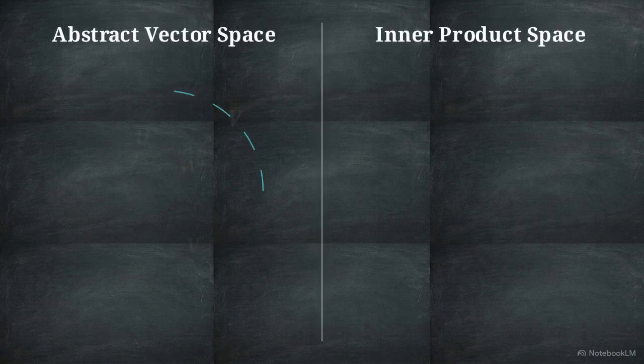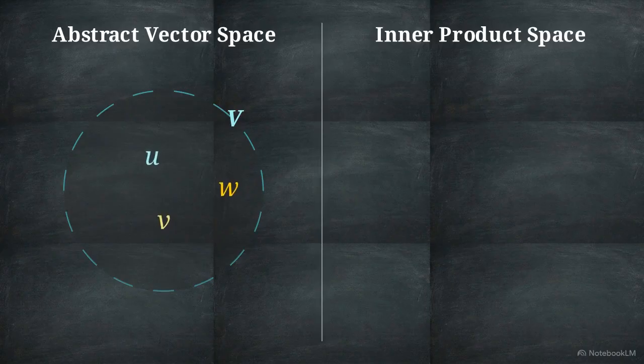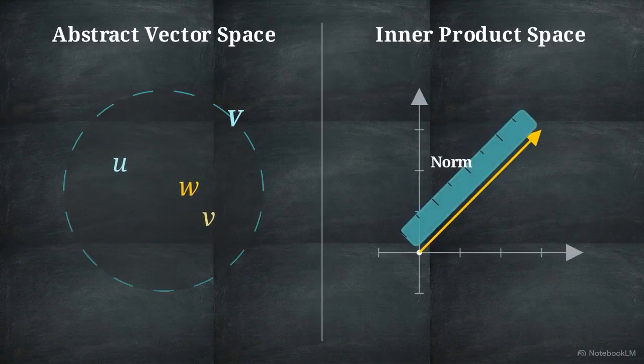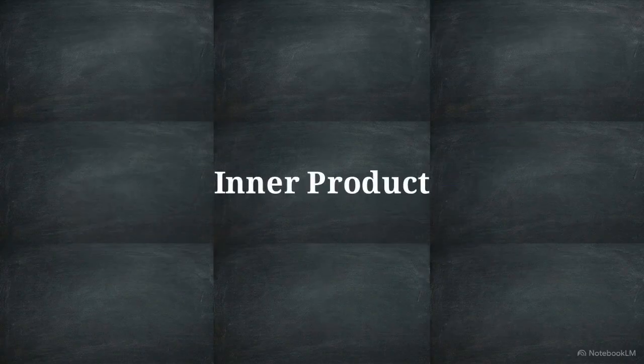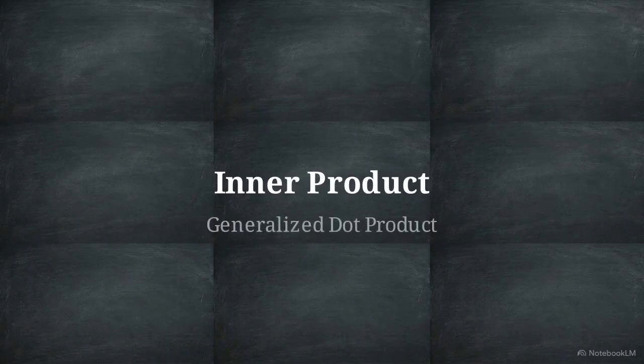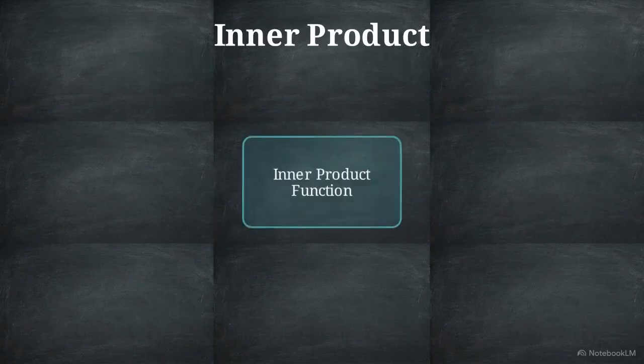Look at the abstract vector space on the left. By itself, it's a set of objects with no concept of distance or shape. To measure angles or lengths in a space, we have to build the rules of geometry from scratch using algebra. We do this by defining an inner product, a generalized version of the dot product that takes two vectors and outputs a single scalar number.